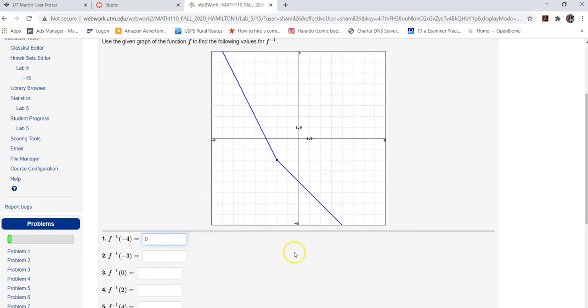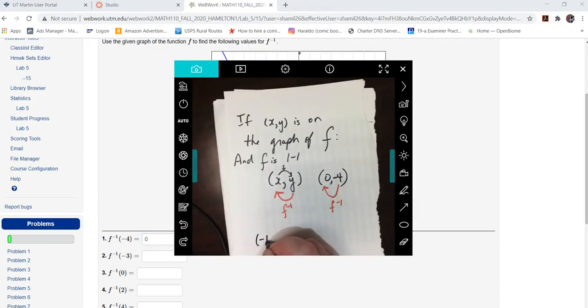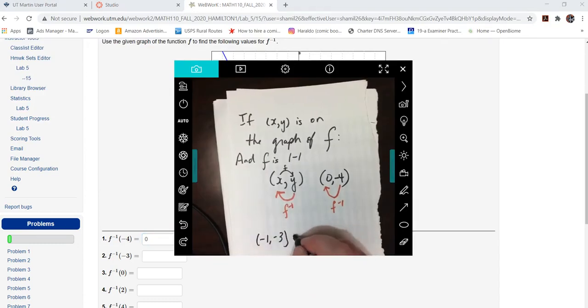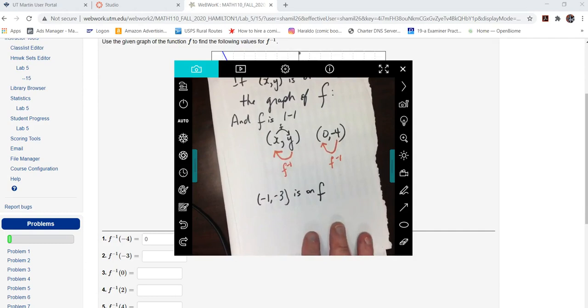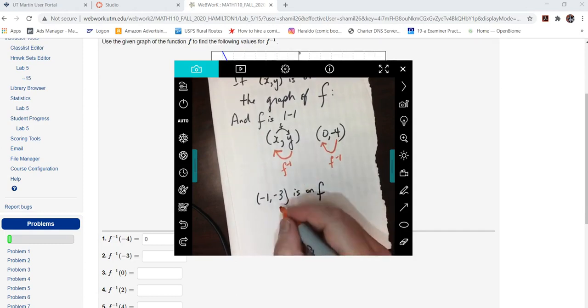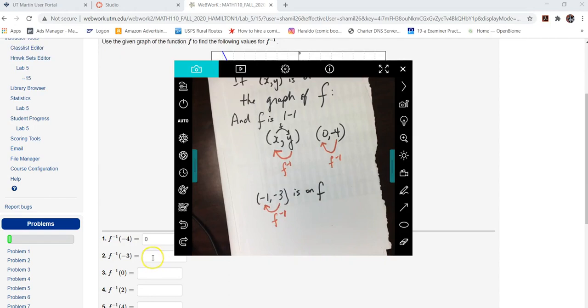All right, what is f inverse of -3? Well, I go to -3 on the y-axis. That point is on the graph of f. So that point has coordinates -1, -3. So -1, -3 is on the graph of f. And so what f inverse will do is it maps the y coordinate into the x coordinate. So f inverse evaluated at -3 is equal to -1.